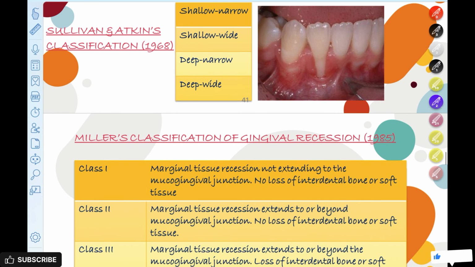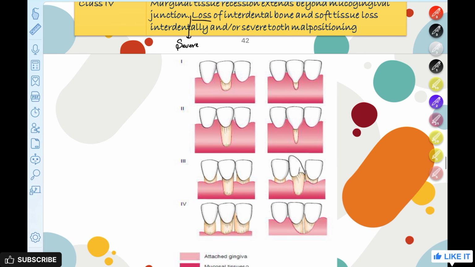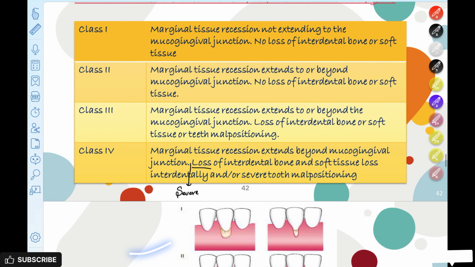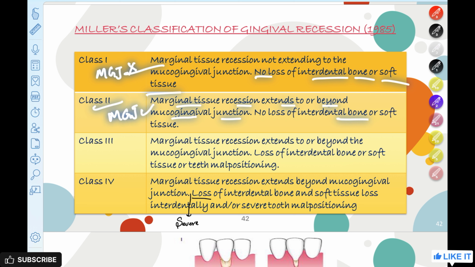The next classification we have is Miller's classification of gingival recession given in 1985, which is of utmost importance. Class 1 according to Miller's classification is marginal tissue recession not extending to the mucogingival junction. No loss of interdental bone or soft tissue. In class 2, marginal tissue recession extends to or beyond the mucogingival junction. It is extending to the mucogingival junction, but there is no bone or soft tissue loss.